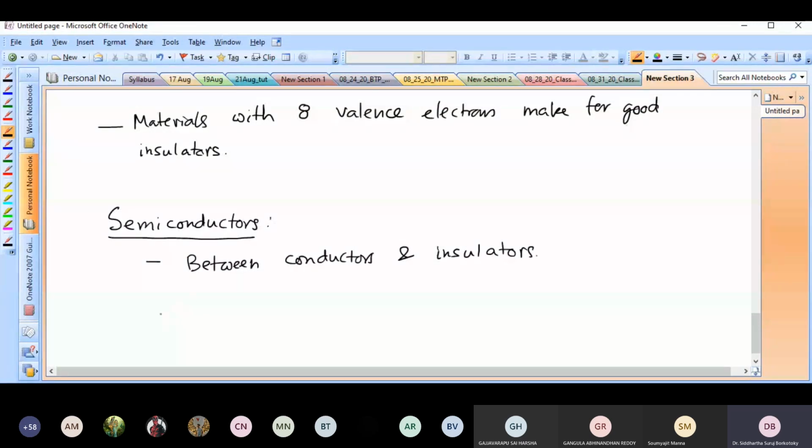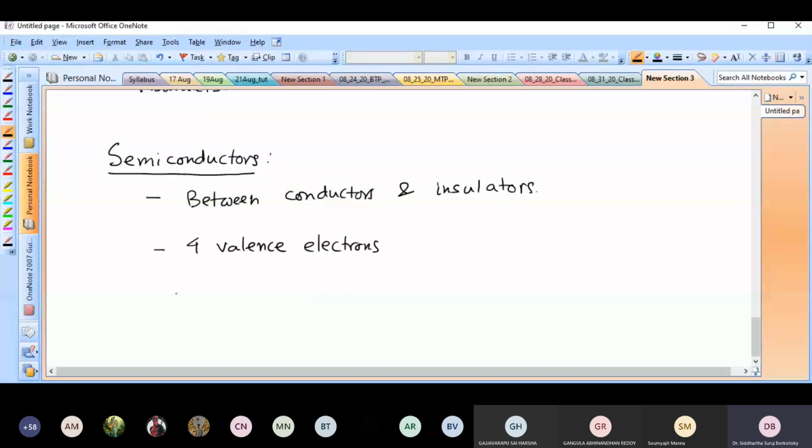Now what happens with semiconductors? They have 4 valence electrons. So they're exactly in between 1 and 8, they have 4 valence electrons. What are the examples?